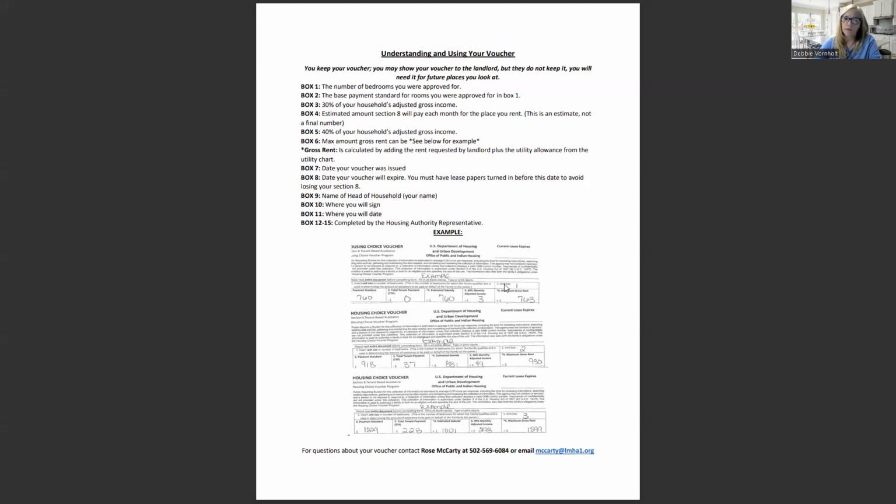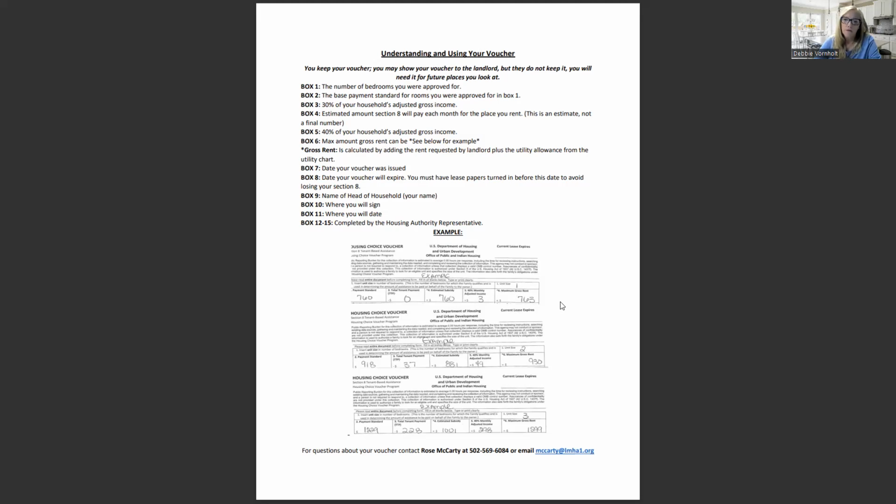Box 1 is the number of bedrooms this person is approved for. It's kind of hard to see, but it talks about the rent here. These are the 2 numbers that I've been talking about in the previous video. It's got the base rent, and then it's got the maximum gross rent. And that's the number that we need to look at.